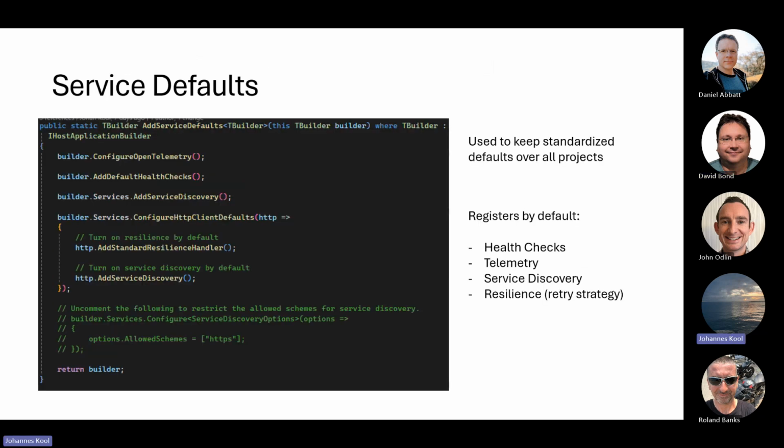Also, Aspire allows you to set up service defaults for each service that's running. This allows you to register things like health checks, telemetry, service discovery, and retry strategies. This keeps the setup of common services centralized, which means you can configure or add extra common services with ease. This is an extension method which is run within whichever service you need it.